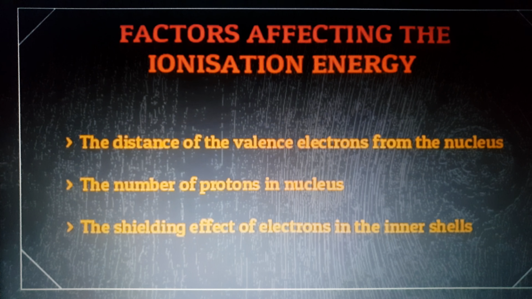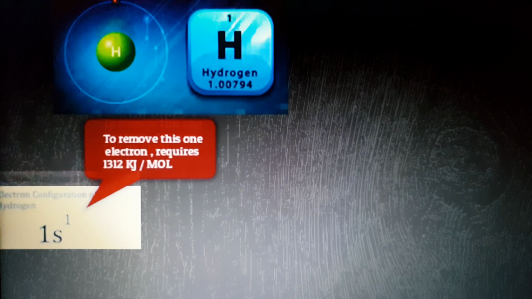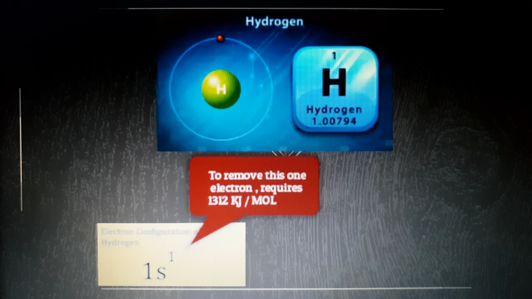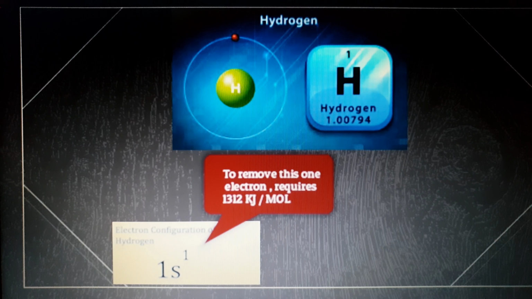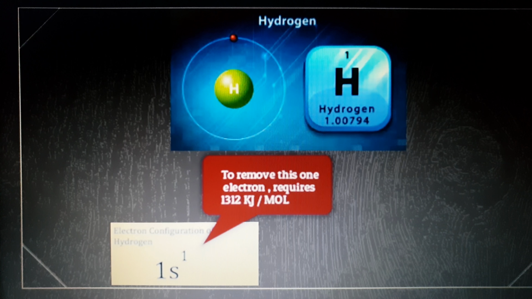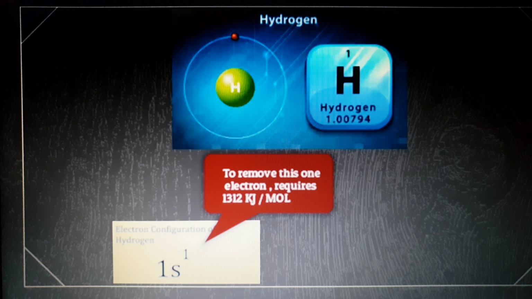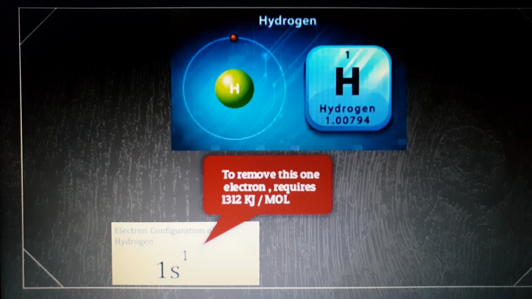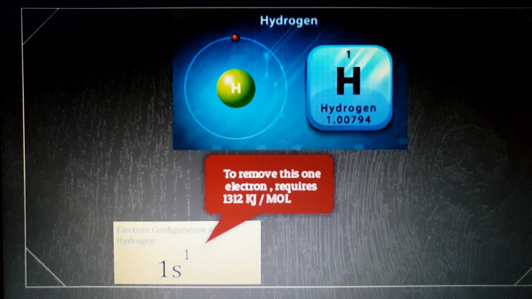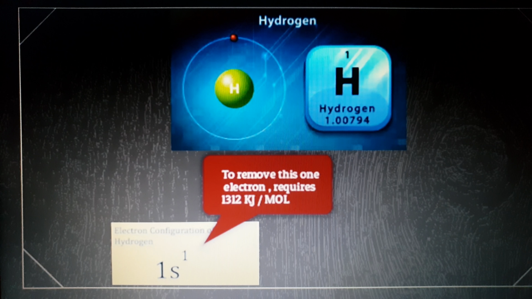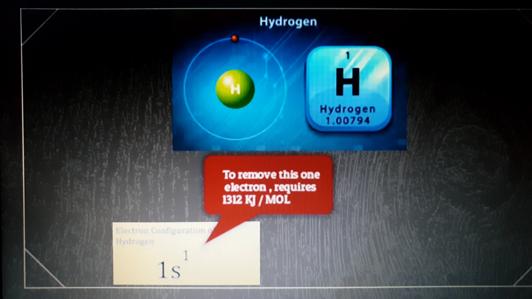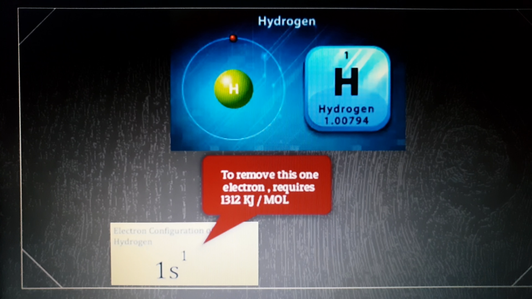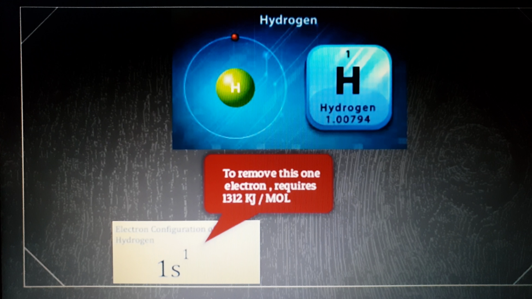Firstly, hydrogen. Hydrogen has 1 proton in its nucleus and 1 electron in its shell. The electronic configuration will be 1s1. So this negatively charged electron will be attracted by the nuclear charge. In order to remove this 1 electron, it requires 1312 kilojoules per mole.